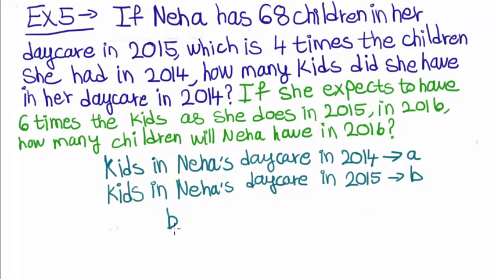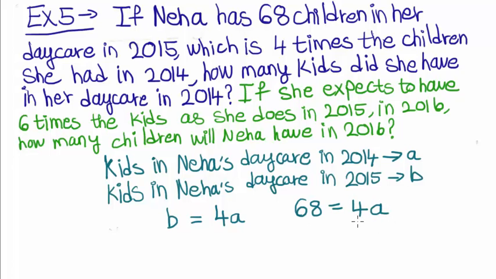Now let's come up with an equation which relates A and B with one another. So I can start out by writing the variable B on the left hand side, which will represent the kids in daycare in 2015. And we know that that is equal to 4 times the kids that she had in her daycare in the year 2014, which is represented by the variable A. So B equals 4A relates the children in Neha's care in the year 2014 and 2015 with one another. So our life becomes a little bit easier because we actually know the number of children in Neha's daycare in 2015. That is 68. So I have 68 equals 4 times the children in the year 2014.